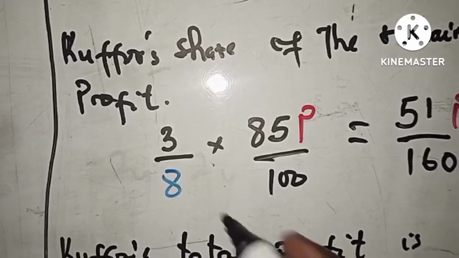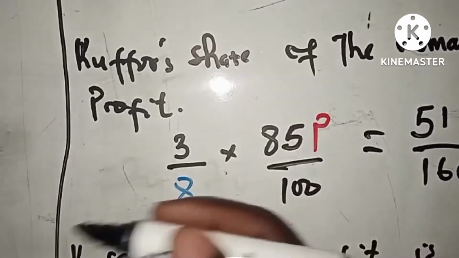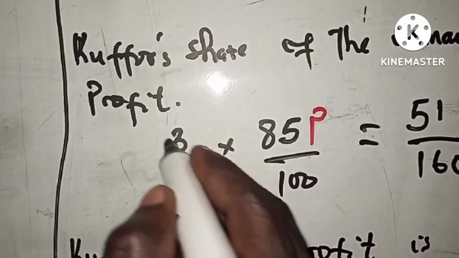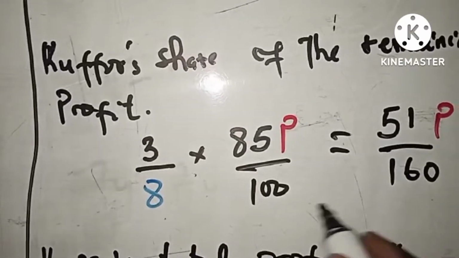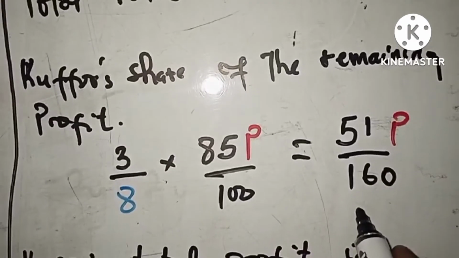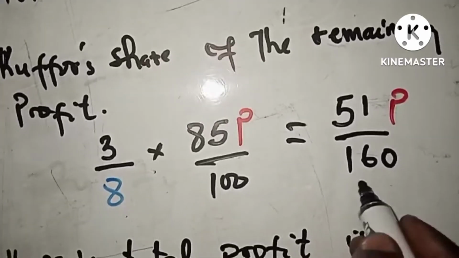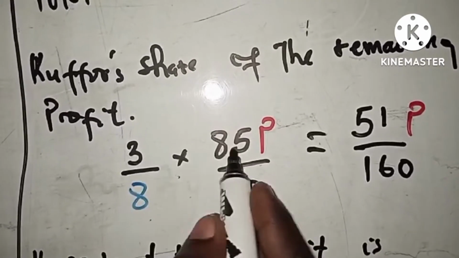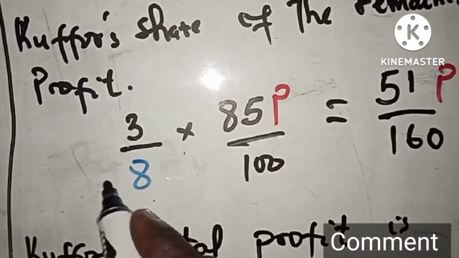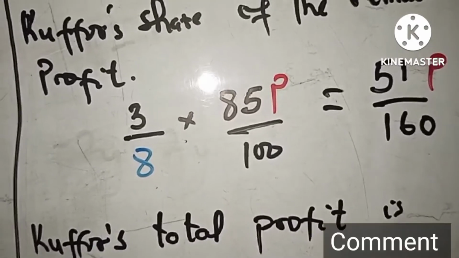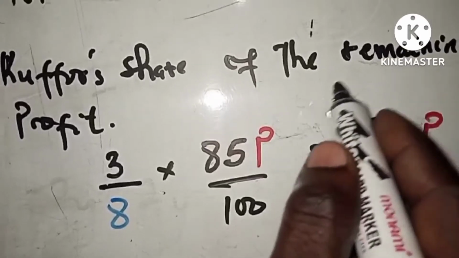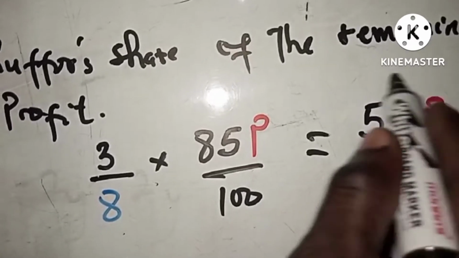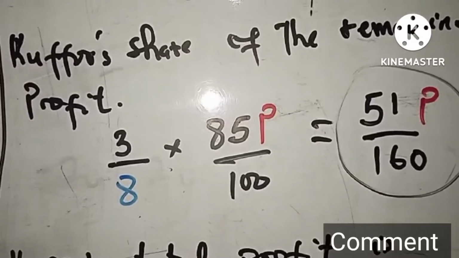100, right? So this is just an amount, just like in the first example. This is what remains. So 3 divided by 8 multiplied by what remains, and then this is what we are going to have, 51p divided by 116. If you don't know how I had this, you can multiply this, top by top, and then bottom by bottom, and then you reduce it. Is that okay? Okay, very, very simple. Now this is what Kufuor is taking, right, as the remaining profit.